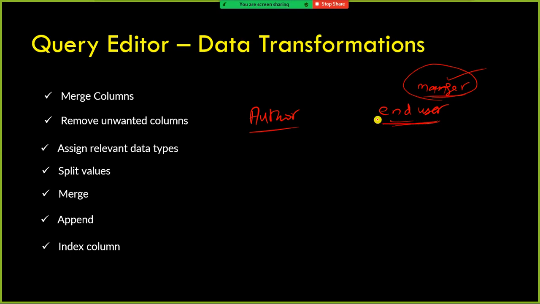Author and end user. Okay, and when it comes to the query parameter, as an author you are responsible for data modeling, and number two, you are creating the parameters. You can create more than one parameter also. So using the query parameter, we are dynamically changing the data in your report and dashboards.